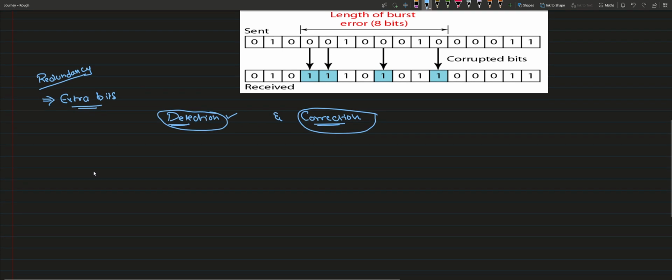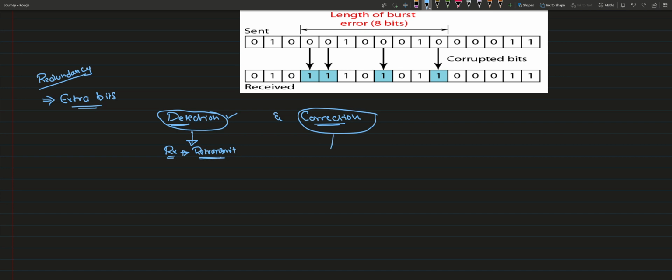In case of detection, if the receiver detects some error, it cannot correct it, but it will tell the transmitter that it detected the error. Then the transmitter will retransmit. So this is the retransmission mechanism.